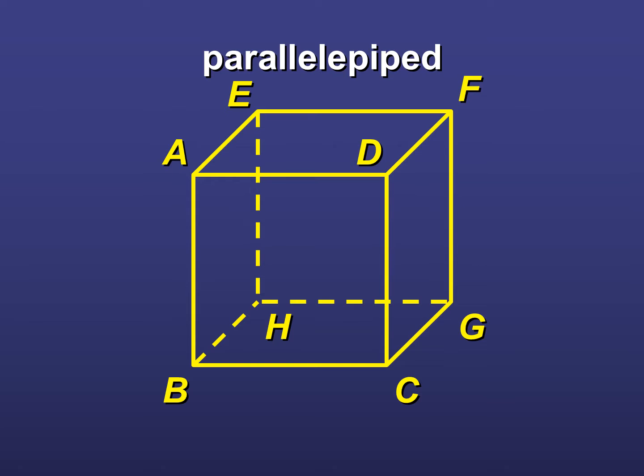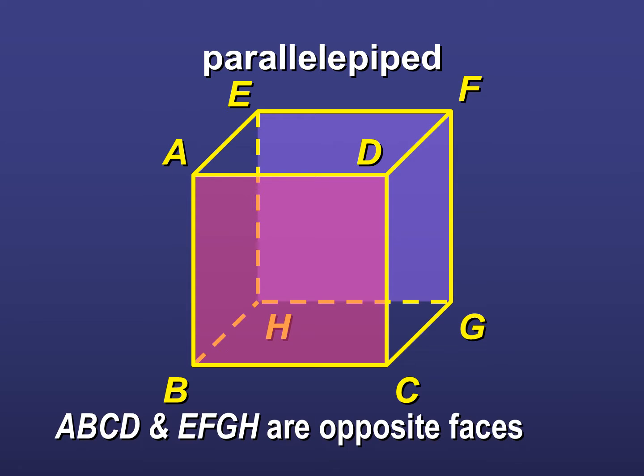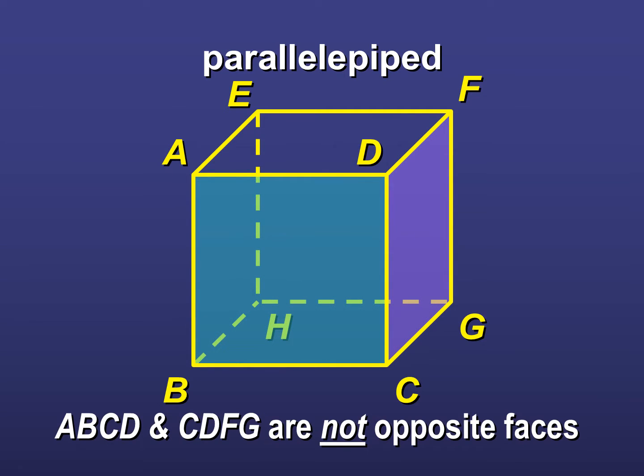Okay, so here is a parallelepiped again. Here is one face. Here's the other face. So we would say those are opposite faces. So we would say ABCD and EFGH are opposite faces. Now these 2 faces, ABCD and CDFG, are not opposite faces because they share this edge right here, DC. So those would not be opposite.